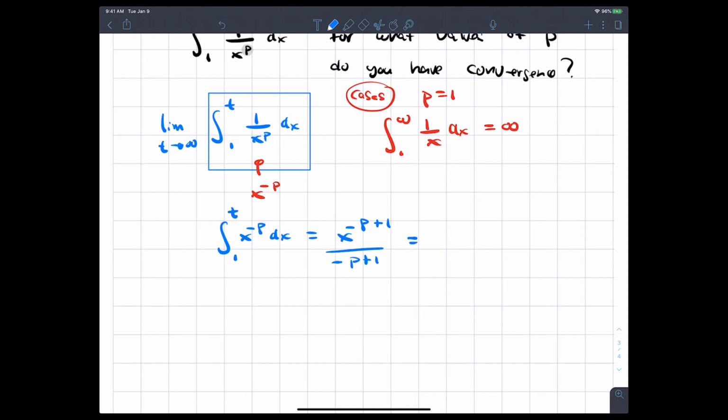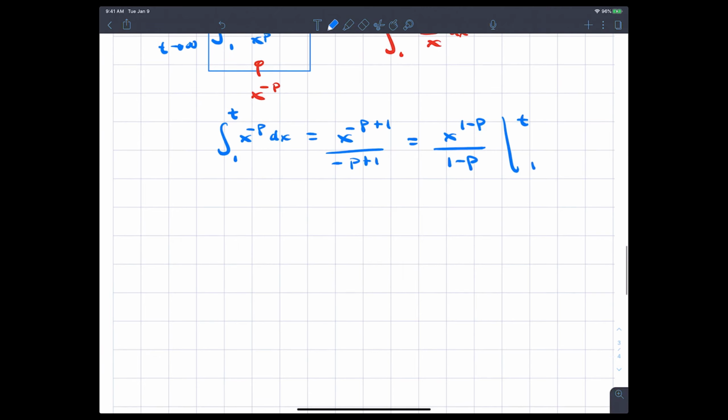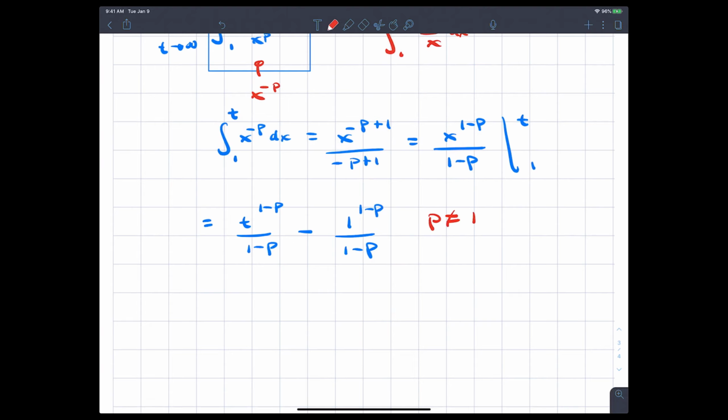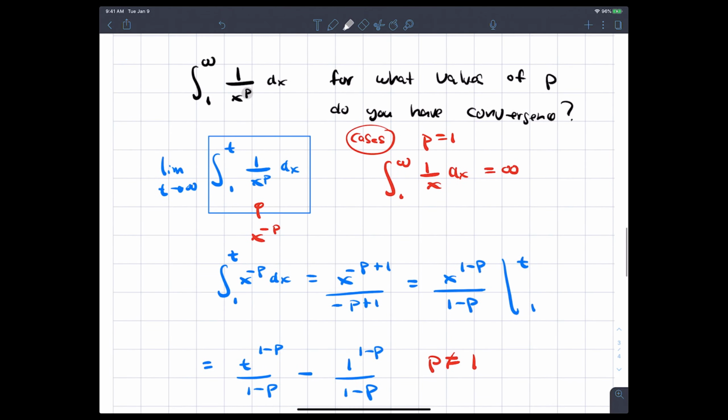And I'm going to write this as x to the 1 minus p over 1 minus p from 1 to t. And what this gives us here is t to the 1 minus p over 1 minus p minus 1 to the 1 minus p over 1 minus p. Now remember, at this point, what we know is we can't have p be 1 here, because down here, if p is 1, we divide by 0. Now, we don't care about p being 1 because we already checked when p is 1. Right up here, we got divergence.